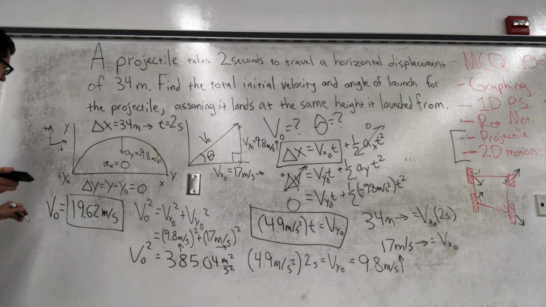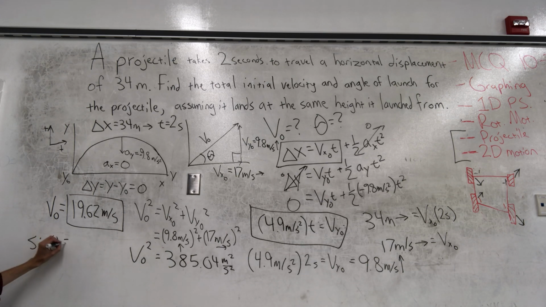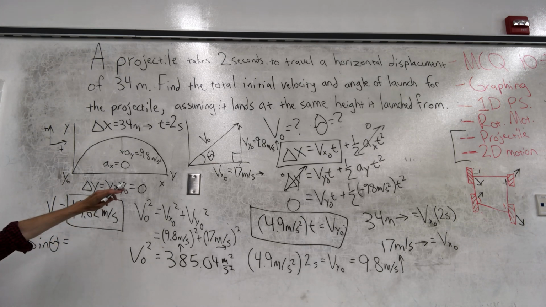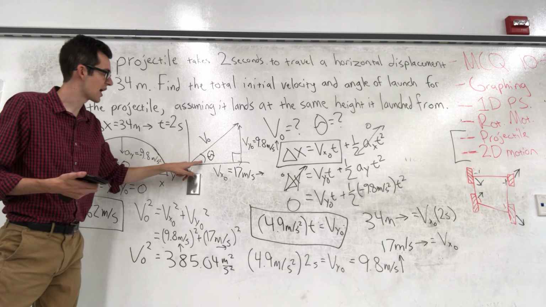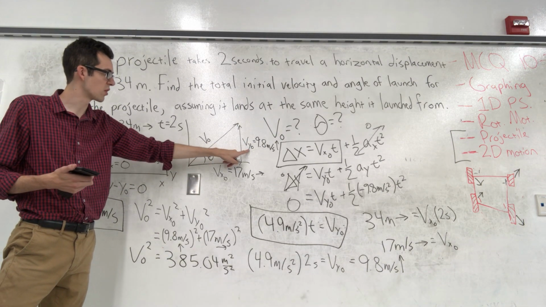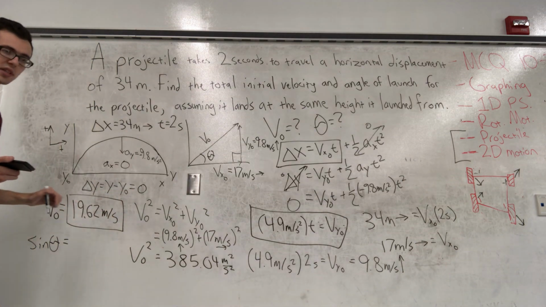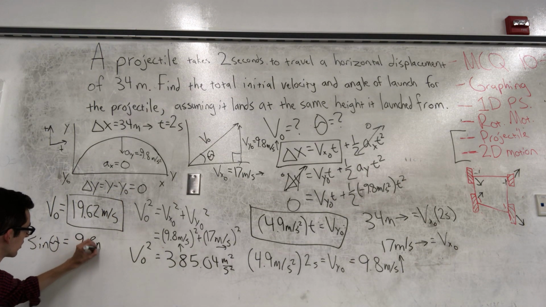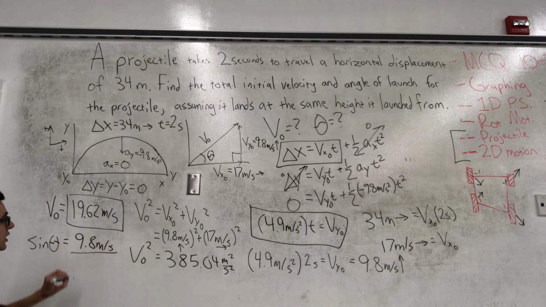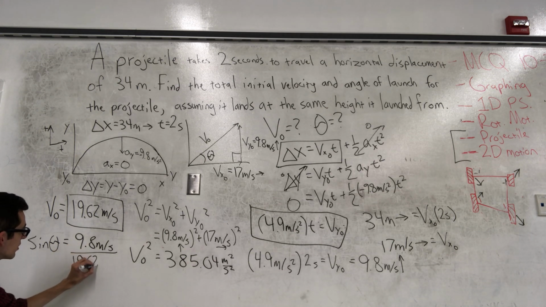Now we know that sine of our angle theta is equal to opposite over hypotenuse. So our opposite side to theta is Vy0, which is equal to 9.8 meters per second. We're going to go ahead and divide that by our hypotenuse, which we just found, V0. This is 19.62 meters per second.